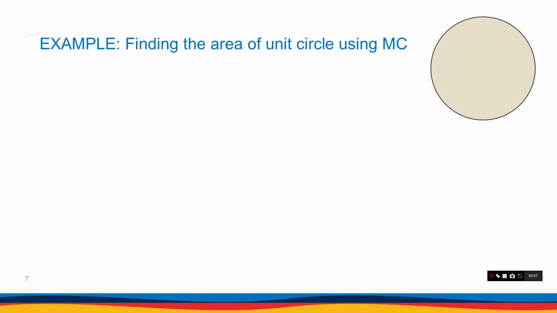In this tutorial, I'm going to use the Monte Carlo approach to approximate the area of the unit circle. As we know, the area of the unit circle is pi, but let's assume we don't know that and we want to approximate the area of the circle using the Monte Carlo approach.